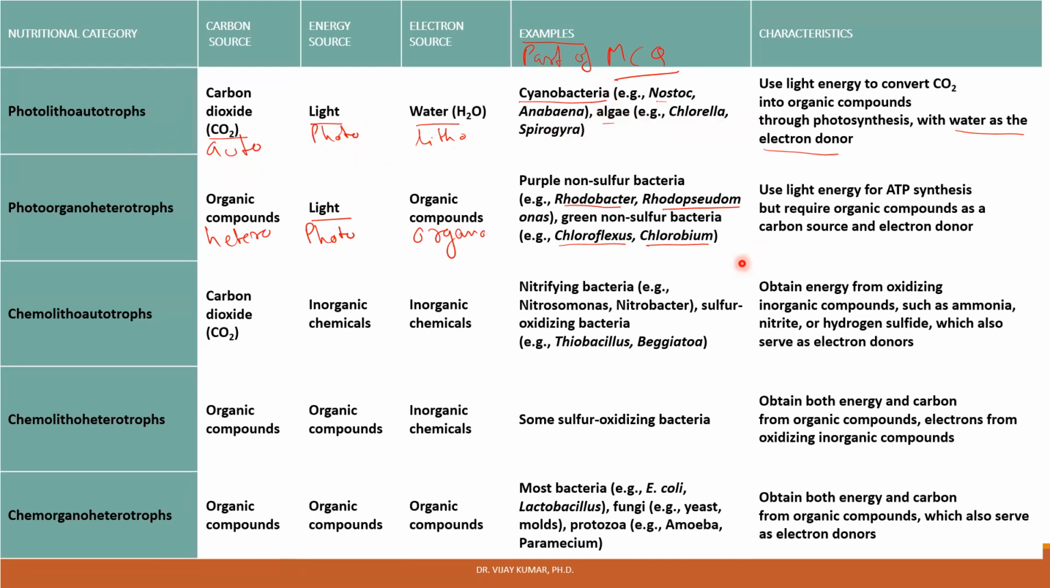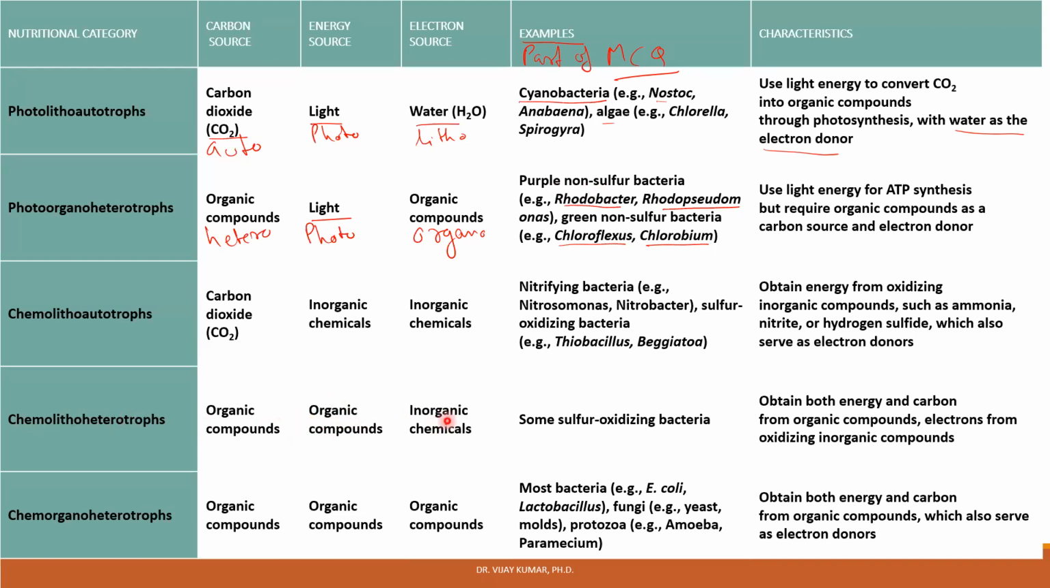So you can see here, cyanobacteria, Nostoc, Anabaena, or some algae, Chlorella, Spirogyra, they are the photolitho autotrophs. Next we have Rhodobacter, purple non-sulfur bacteria, Rhodospirillum, green non-sulfur bacteria. We have Chloroflexus and Chlorobium. These are all the photoorgano heterotrophs. Okay, then we have so many nitrifying bacteria, like Nitrosomonas, Nitrobacter, Thiobacillus, and Beggiatoa, that is sulfur oxidizing bacteria. They are the chemolithoautotrophs. We have some sulfur oxidizing bacteria which are chemolithoheterotrophs.